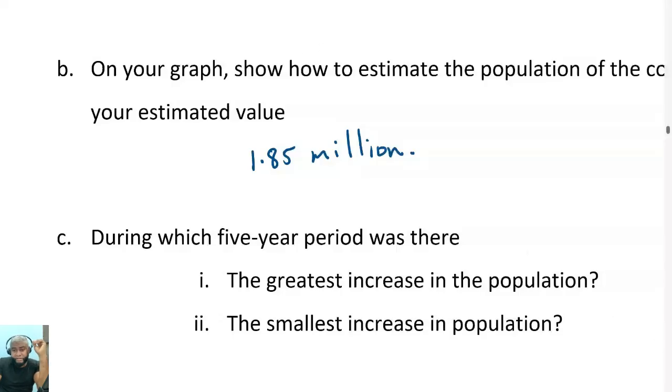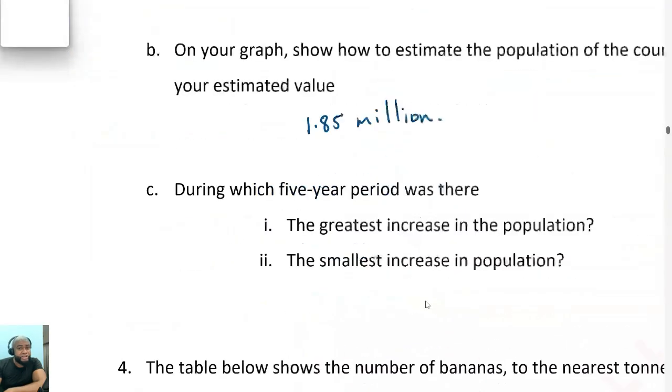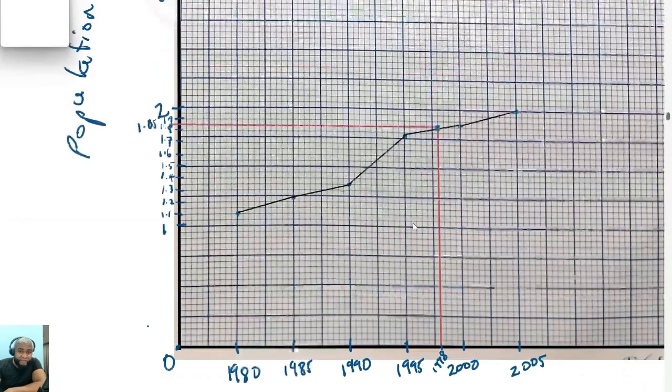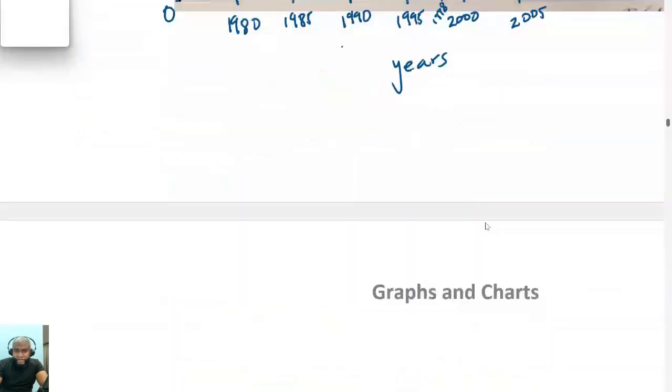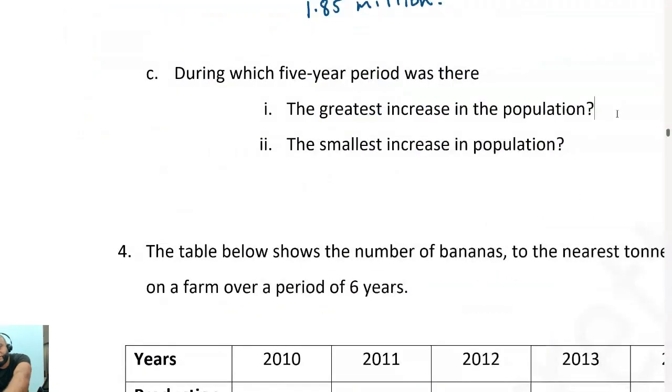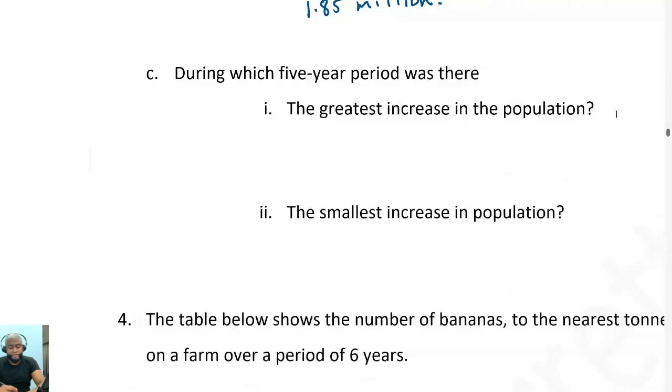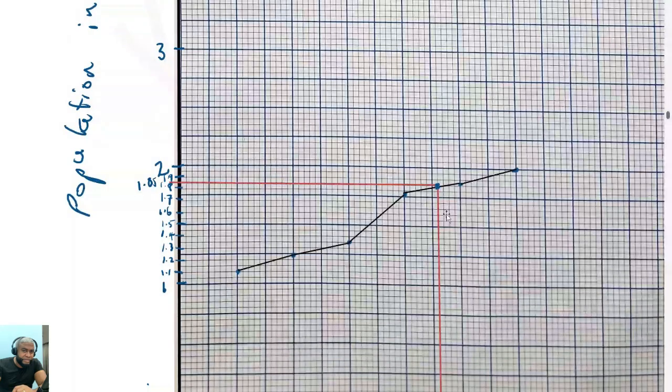1.85 million. Right? Going back to the question, during which 5-year period was there the greatest increase in the population? I could look at my graph and see that from 1990 to 1995, there was the greatest increase, right? It went up the most. So I'm going to write that down there, 1990 to 1995. Now, the smallest increase, I feel you might have to work out this one, because look, all these lines look the same. You all fine?